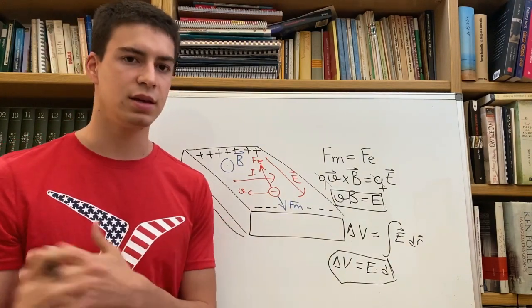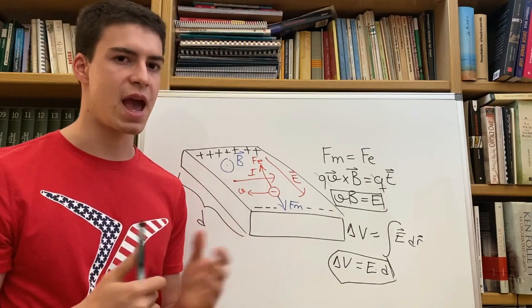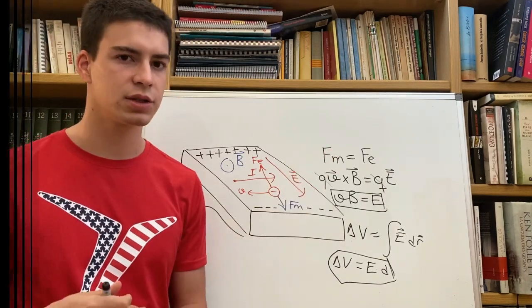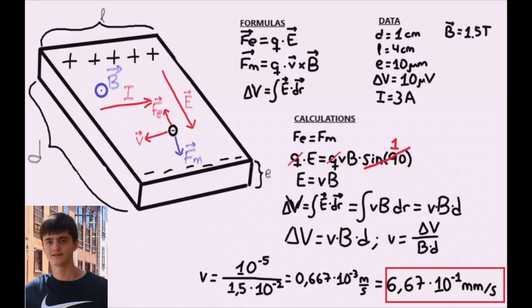So now my teammates are going to do the exercise with some of these formulas and some others. Now that we know what the Hall effect experiment is, we can start answering the questions of the exercise. It says that in a Hall effect experiment, a current of 3 amperes sent lengthwise through a conductor 1 centimeter wide, 4 centimeters long, and 10 micrometers thick produces a transverse Hall potential difference of 10 microvolts, which means across the width, when a magnetic field of 1.5 Tesla is passed perpendicularly through the thickness of the conductor.